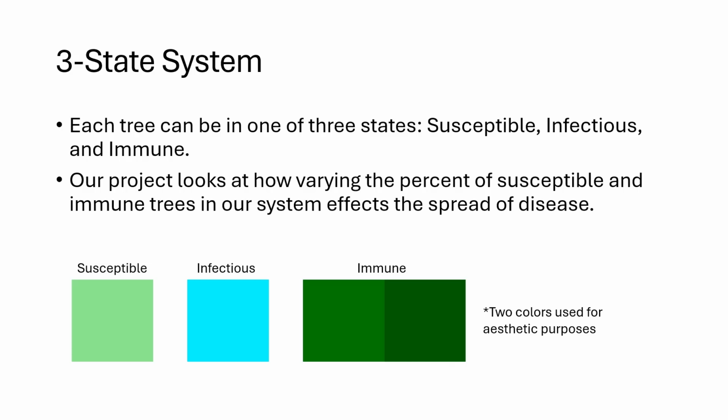We chose a three-state system where each individual in the population can be in one of three states: susceptible, infectious, and immune. The goal is to observe how the disease spreads over time and what the effects of immunity might be on the overall tree population dynamics in the forest.